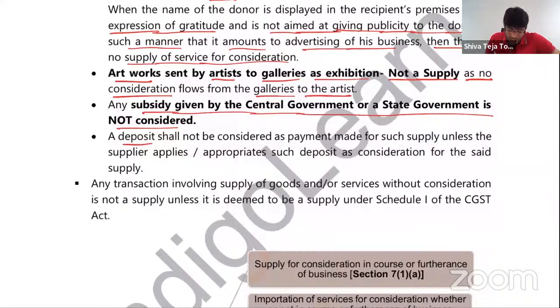Next point. Deposits shall not be considered as payment made for such supply unless the supplier appropriates such deposit as consideration. For example, when we take a property on rent, we might be required to pay rental deposits. That rental deposit is not income for the landlord. When will it become income for the landlord? Only when that amount is adjusted. Only then it becomes a consideration for the landlord. If not, it will not become a consideration. Clear, everybody? Good enough. Next.